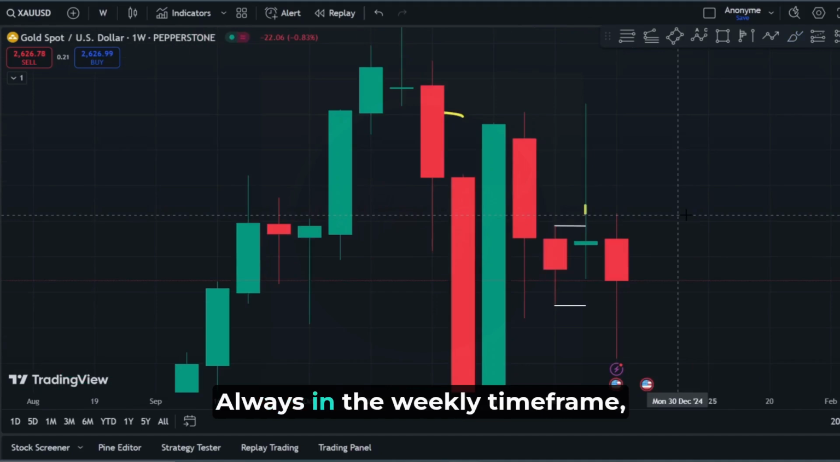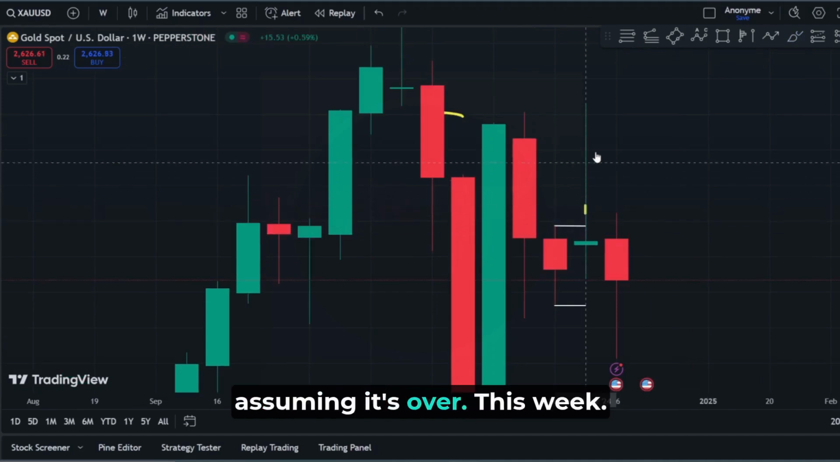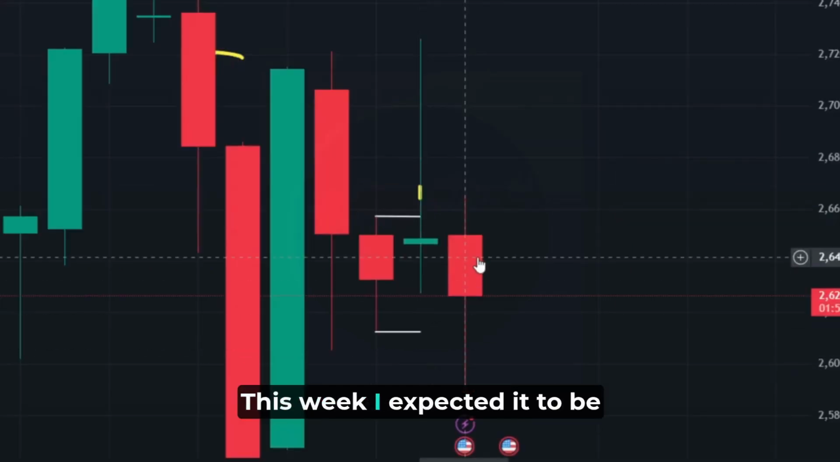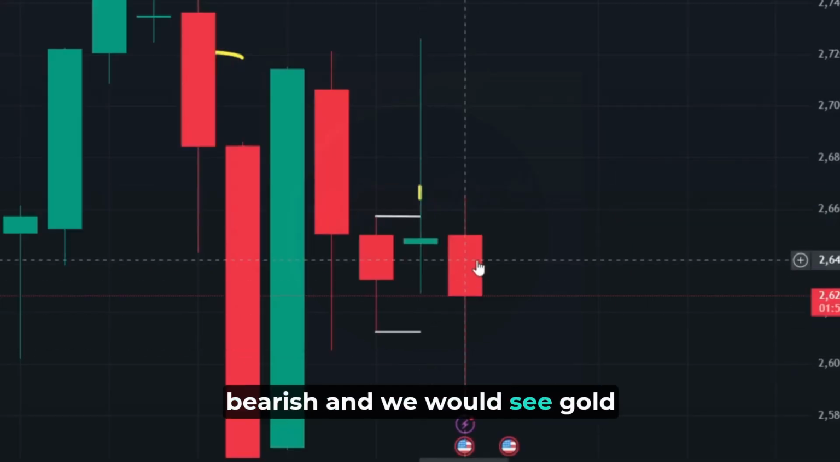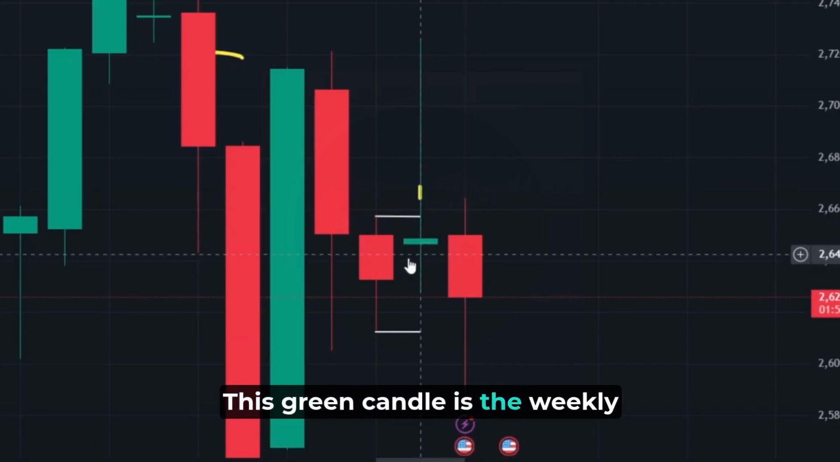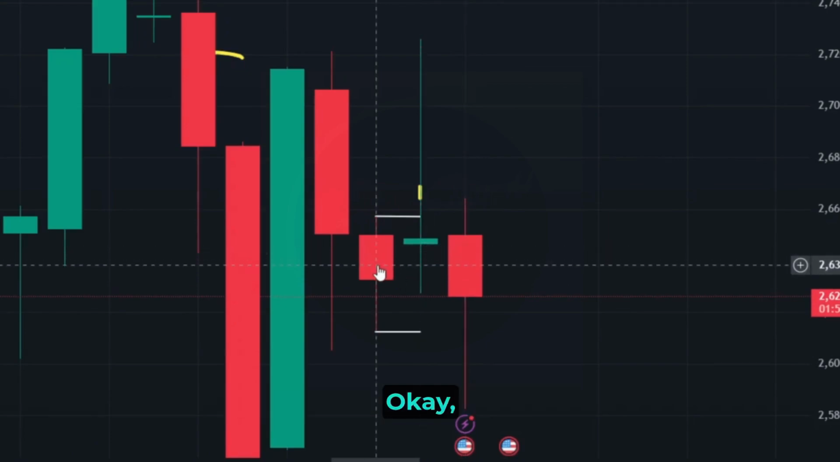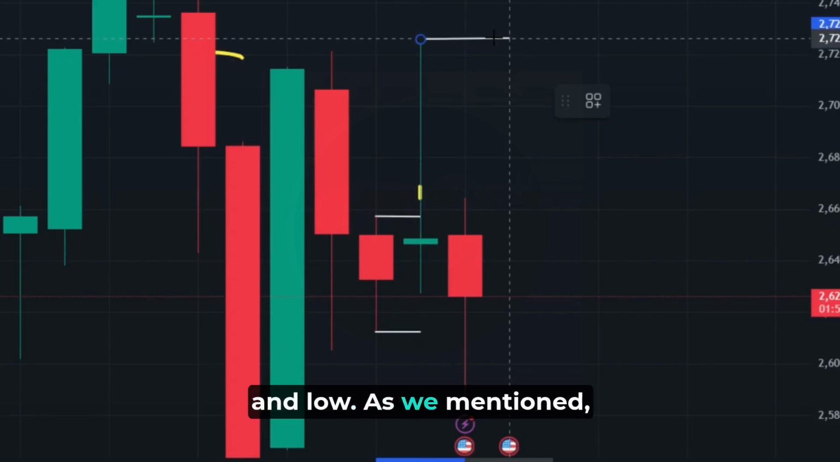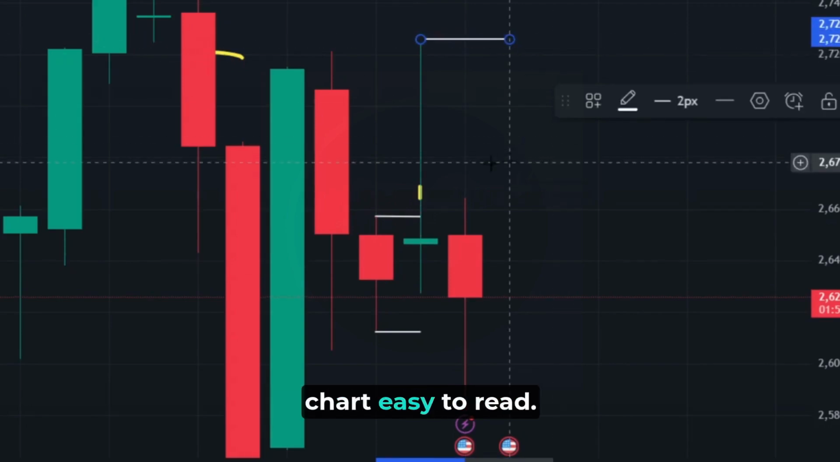Second thing, always in the weekly time frame, assuming it's over. This week, we're in this week now. This is the red candle you see with us. This week I expected it to be bearish and we would see gold drop to such prices as it is today. How? This green candle is the weekly candle following this candle. Okay, let's see how this candle closed. Let's draw this week's high and low. As we mentioned, we used white to make the chart easy to read.